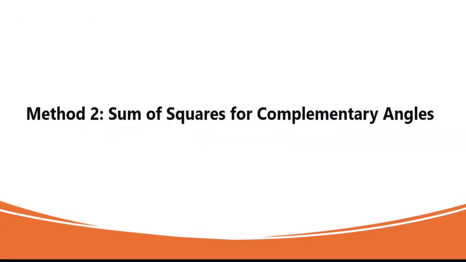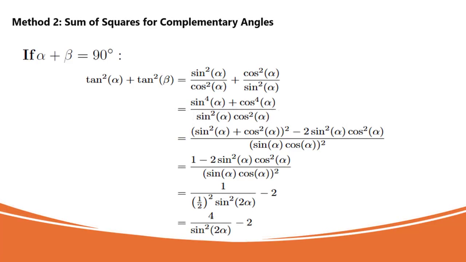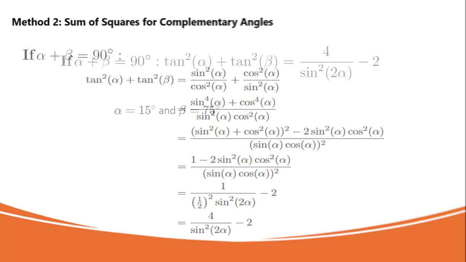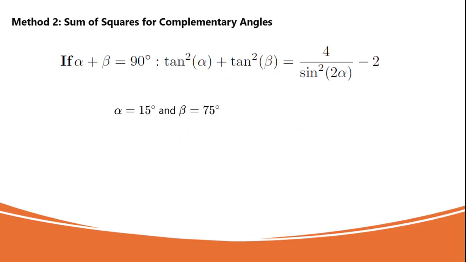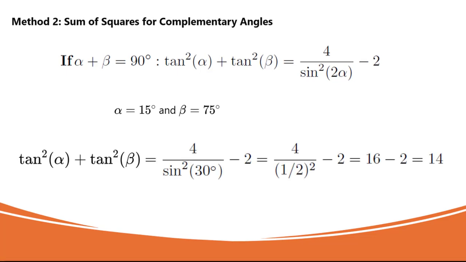Method 2. Sum of squares for complementary angles. If alpha plus beta equals 90 degrees, then the sum of tangent squared of alpha and tangent squared of beta is 4 divided by sine squared of 2 alpha minus 2. Given alpha equals 15 degrees and beta equals 75 degrees, this becomes 4 divided by sine squared of 30 degrees minus 2 equals 14.